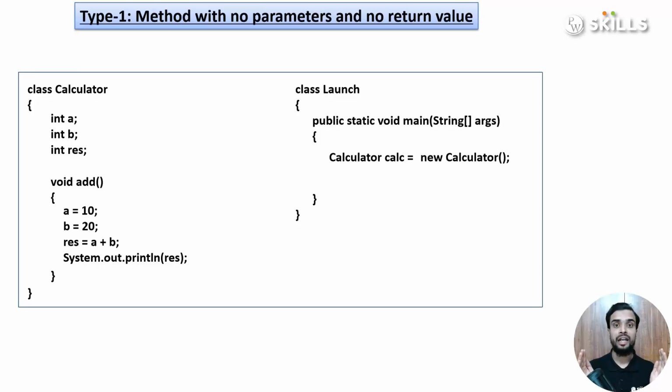And now that the calculator object is ready, using this calculator object reference calc, I would definitely be able to call the add method. And how do we do it, sir? You know how to call a method. It is by using the name of the method. This is how it is going to be done.